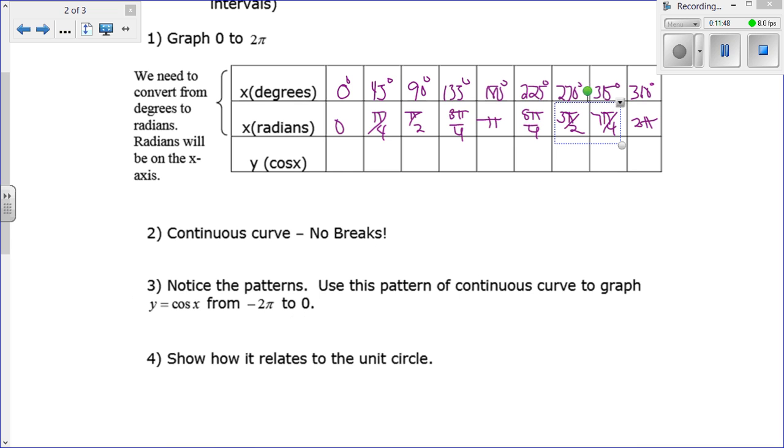Alright, cosine of 0 is 1. The cosine of 90 is 0. The cosine of 180 is negative 1. Cosine of 270 is 0. Cosine of 360 is 1. All I'm doing is looking at my x values on my unit circle. And then here this would be 0.7, negative 0.7, negative 0.7, and 0.7. Again, it's a continuous curve, there's no breaks. So let's go to our graph.